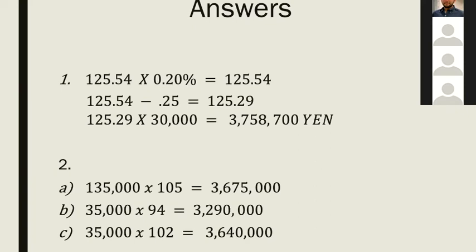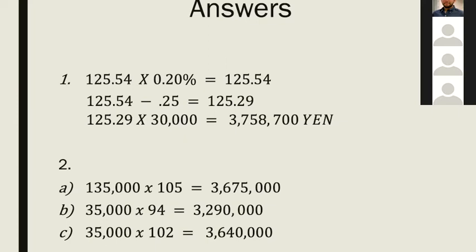So I'm confused in the first step. 125.54 times 0.20%, right? Yes. Why do we subtract that 0.25? No, this is the first step. The answer, first step, 125.54, this is not the correct answer. If you multiply 0.2% of this, 0.25 will be the answer. So 0.2 percent of 125.54 is 0.25, right? Yes, it is.